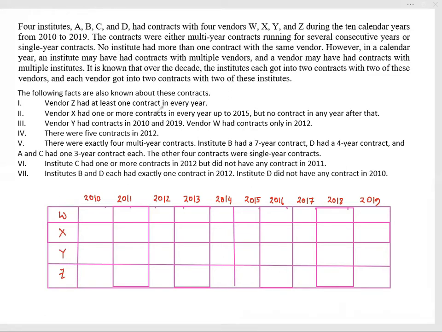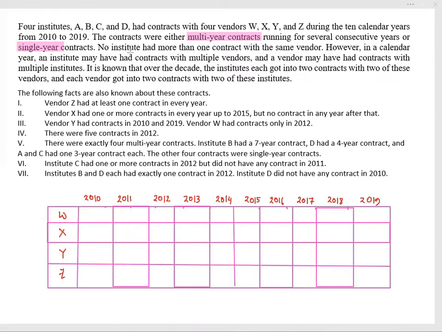Now, some informations it has been mentioned here that we need to understand that contracts were either multi-year contracts running for several consecutive years or single year contract. These are the types of contract. No institute had more than one contract with the same vendor. That means in our line, in our horizontal line of WXYZ, any single ABCD, it would not appear twice.